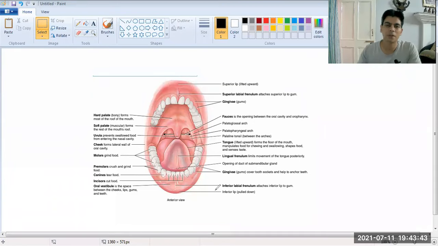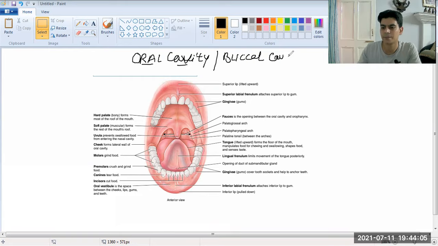In this video lecture, we will be looking into the oral cavity. The diagram in front of you shows various parts of the oral cavity. We also call it the buccal cavity. The word bucca means cheeks. We have discussed the elementary canal in the previous video lecture.